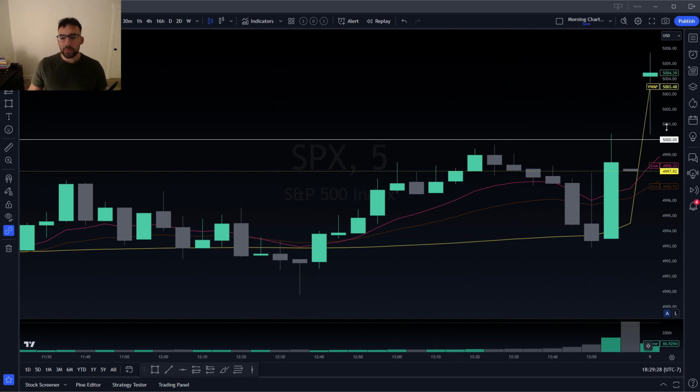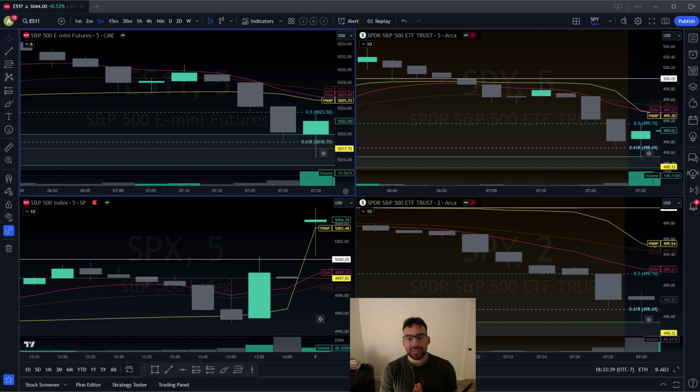I find the moves can be crazy and sometimes illogical, and after drilling my trades for 3 years, I find that it's just better to sit out for the first 10 minutes. This is exactly what my trading setup looks like when market opens. I have the 5-minute SPY, 5-minute ES, 5-minute SPX, and 2-minute SPY charts ready to be analyzed.